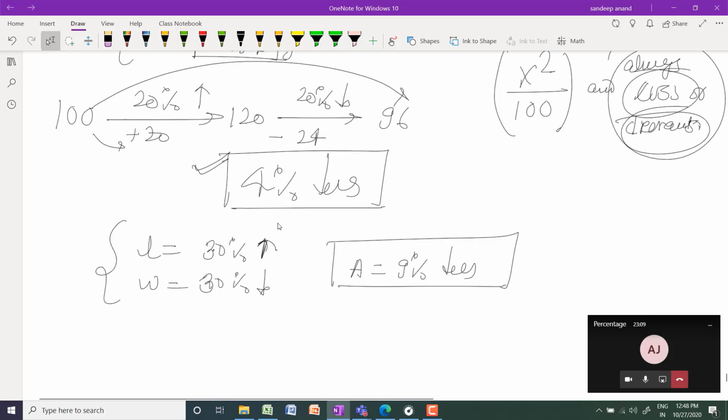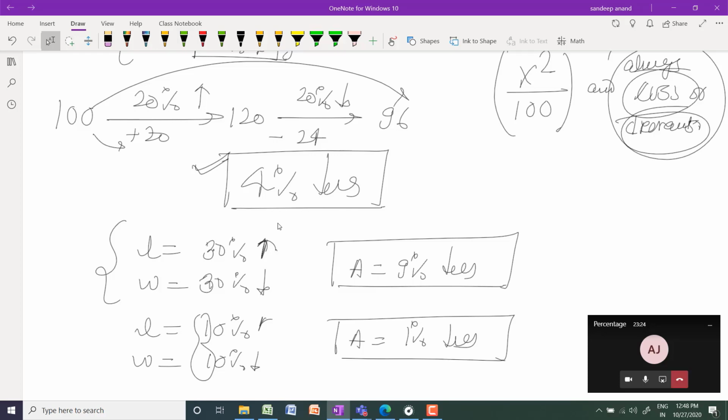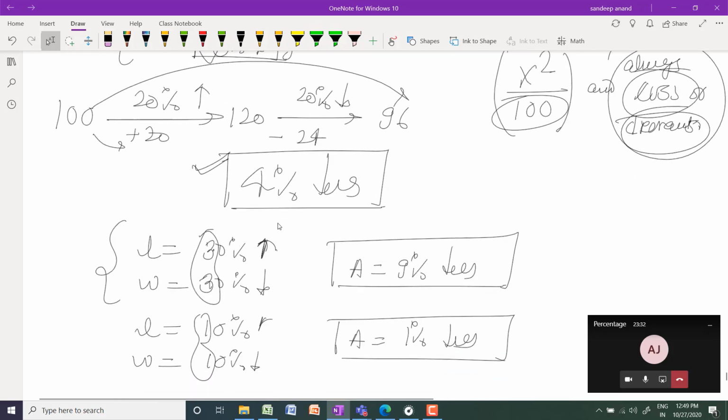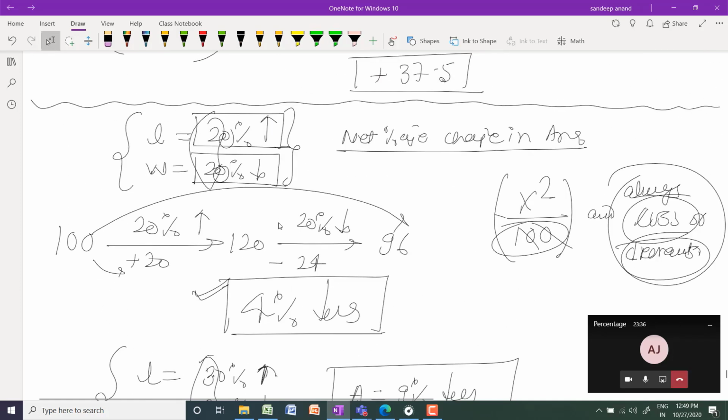Suppose the length is increased by 10% and the width is decreased by 10%, then what will be my net percentage change in area? Simply 1 multiplied by 1, 1 1 is a 1. So 1% decreases the value. 3 3s are 9, this 20 gone by this 100. Here also 2 2s are 4, this 20 gone by this 100. So you simply multiply both terms.